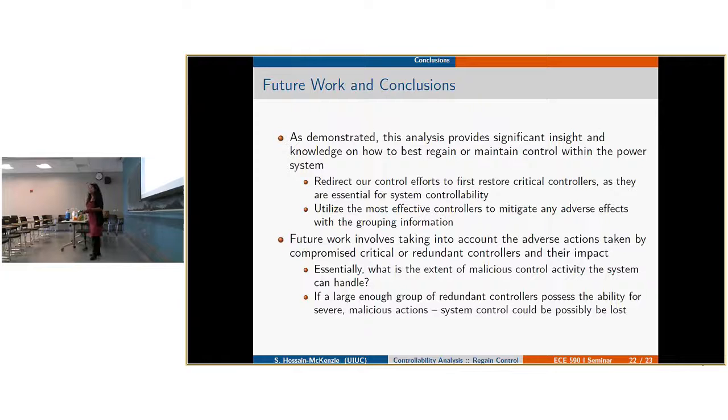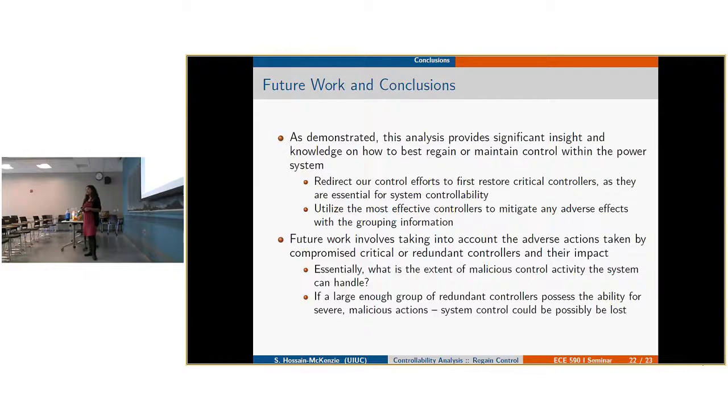And so as we demonstrated, this analysis provides insight into which of the distributed controller set are critical and redundant, so we can redirect our efforts to first restore critical controllers and know the degree of emergency we have. We can also utilize the most effective controllers to mitigate any adverse effects that the compromised controls are trying to take. And additionally, having that grouping information also aids in controller placement when you're trying to fulfill certain control objectives.